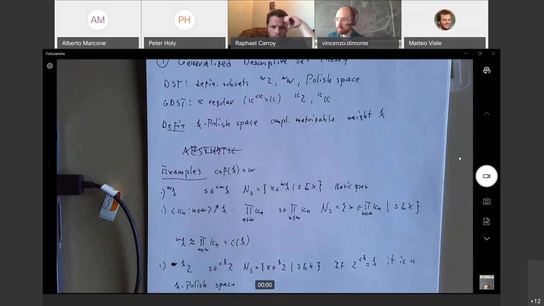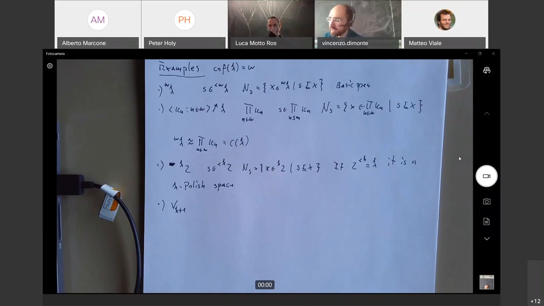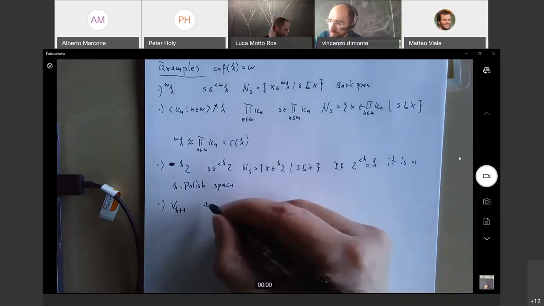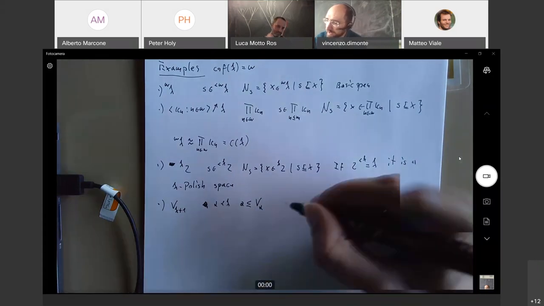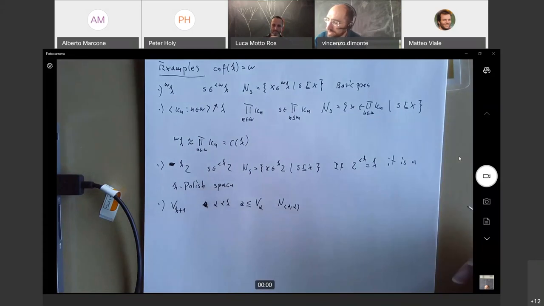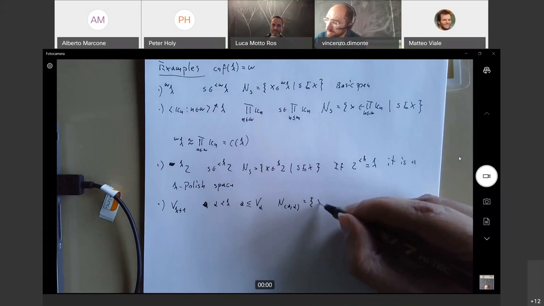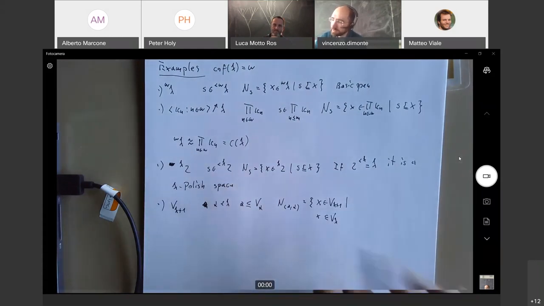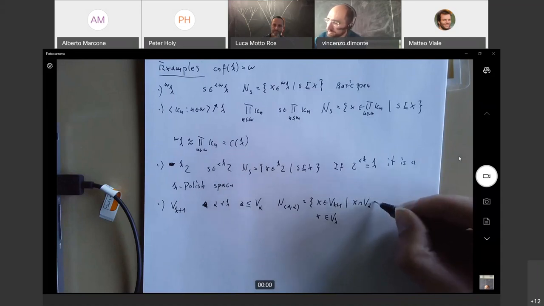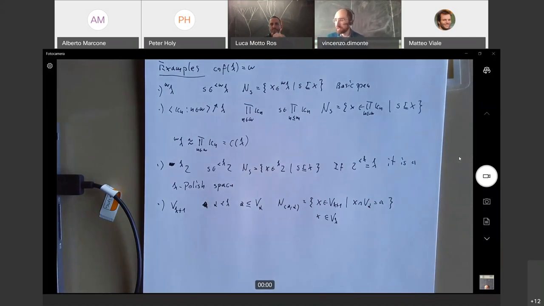The space V lambda plus one. Okay, this is just a set. So where is the topology? Well, we need to define the right topology. So let's fix alpha less than lambda and a subset A of V alpha, and then the basic open sets are the X in V lambda plus one. V lambda plus one is just the set of subsets of V lambda, such that X intersected with V alpha is equal to A. So the open sets are the same up until alpha, and then above they can be anything.